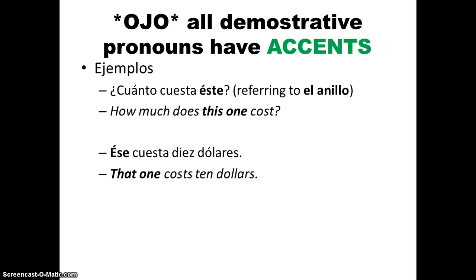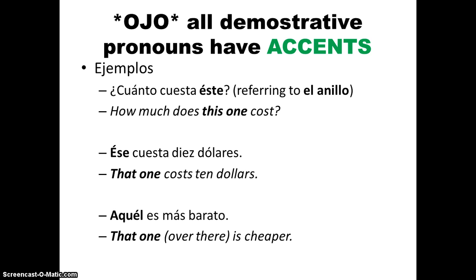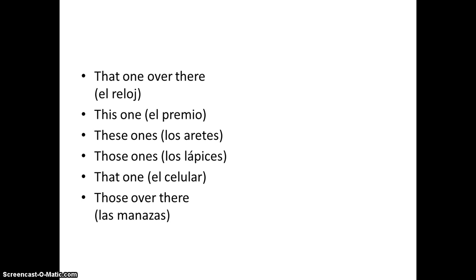And then the worker answers you, ese cuesta $10. That one costs $10. So maybe he or she is in a different location, and so they're saying that one costs $10. But then he or she responds again and says, aquel es más barato. So she's referring to another one over in a different location and saying that one over there is cheaper. Okay? So that's kind of how those demonstrative pronouns work. Again, instead of saying el anillo, el anillo, el anillo, we can replace it with that demonstrative pronoun.